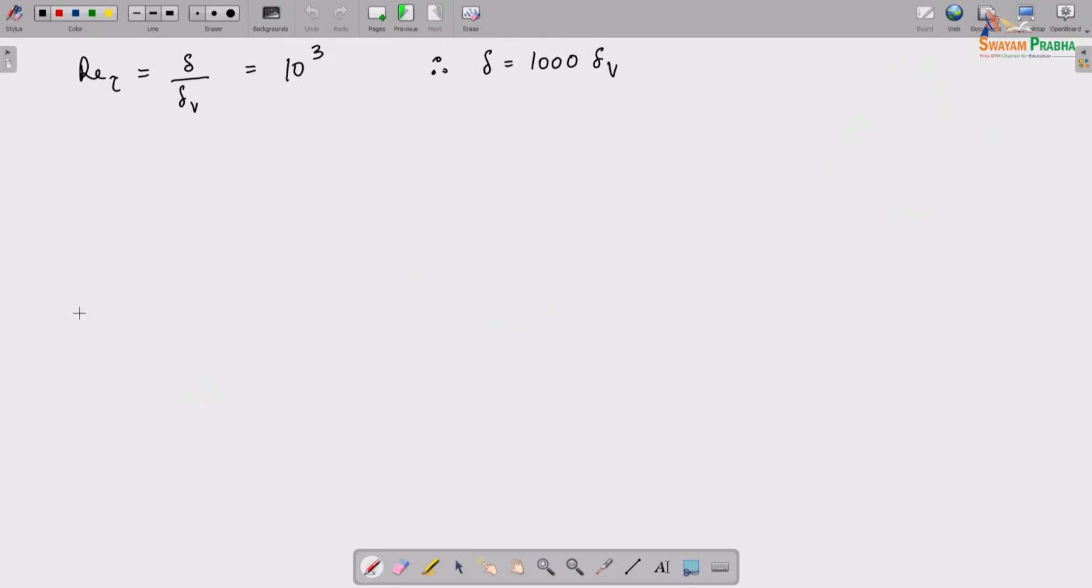Okay, so this is therefore equal to 10 to the power 3, right, and delta v is, well, let's just say it is, right, by 10, right. So this is basically, therefore, delta is equal to 0.387.